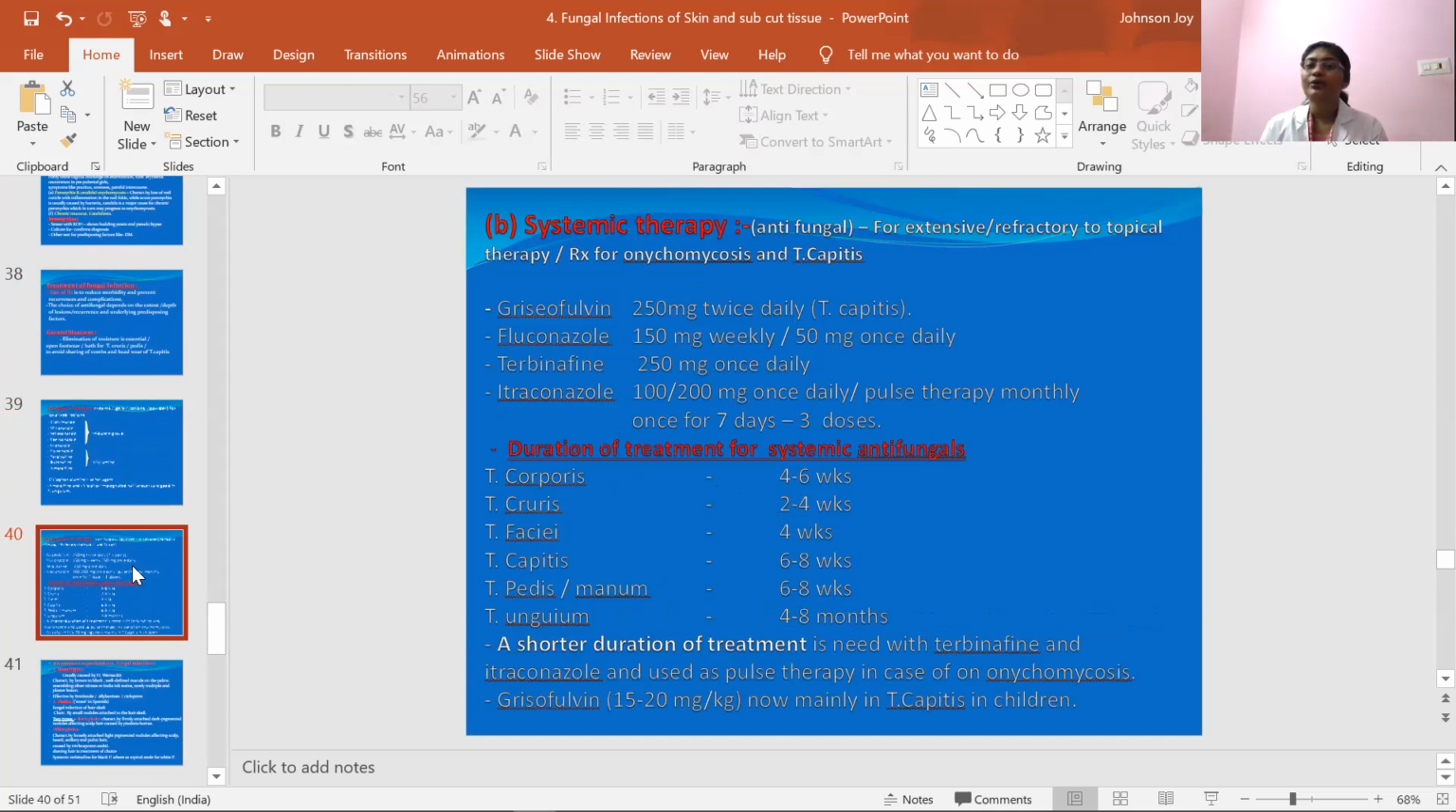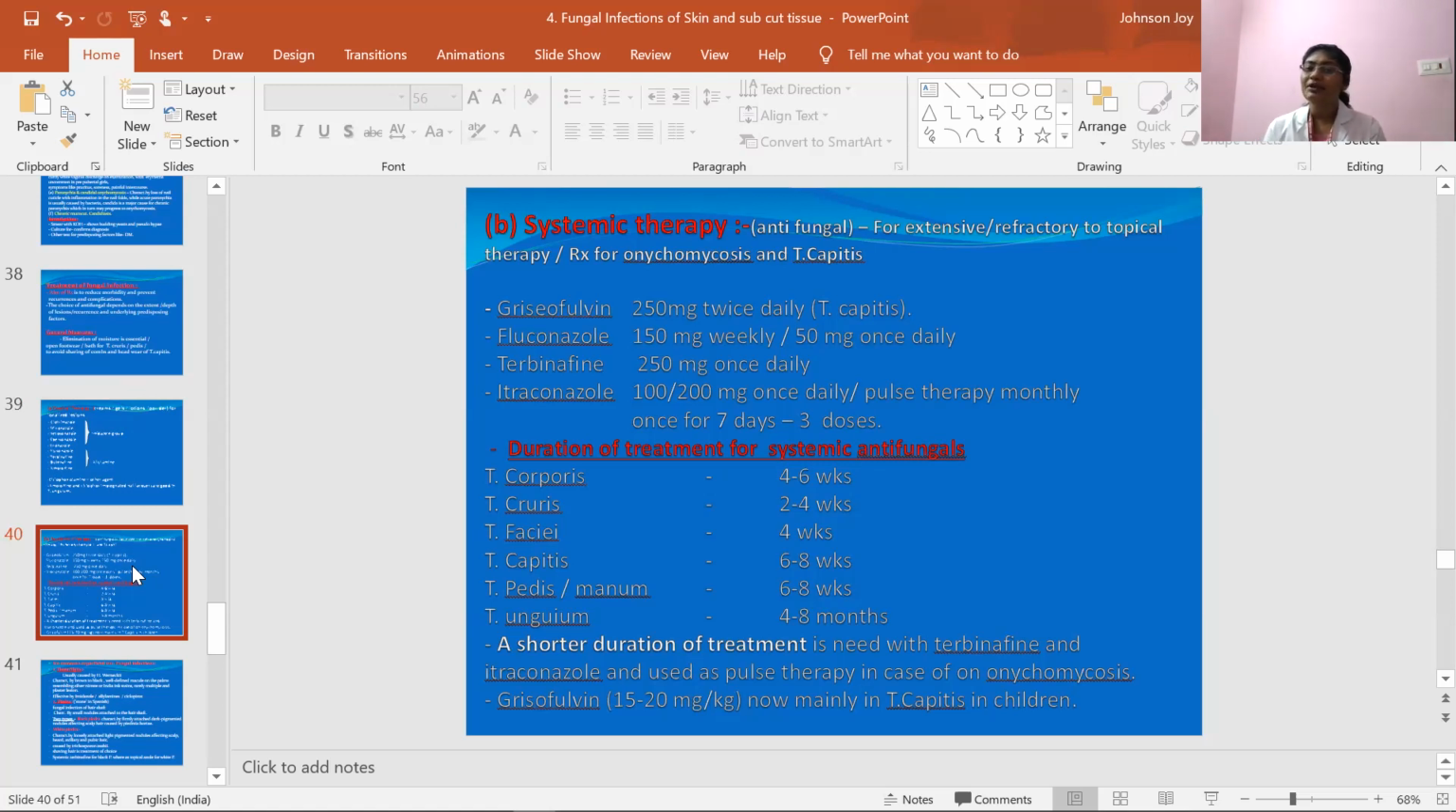Now, fluconazole you can give 150 mg weekly or 50 mg once daily. Then terbinafine 250 mg once daily, or itraconazole you can give 100 or 200 mg once daily, or pulse therapy monthly once for 7 days, like 3 doses you can give.